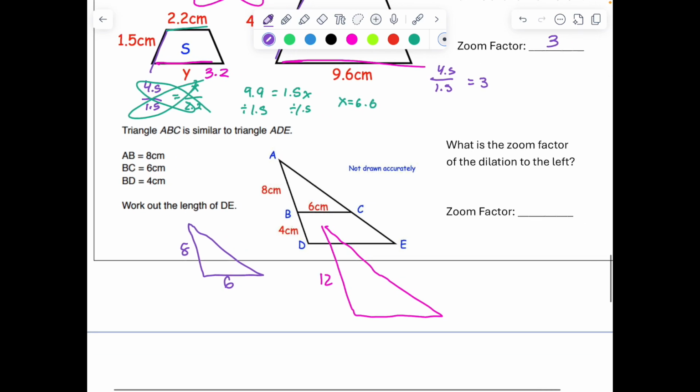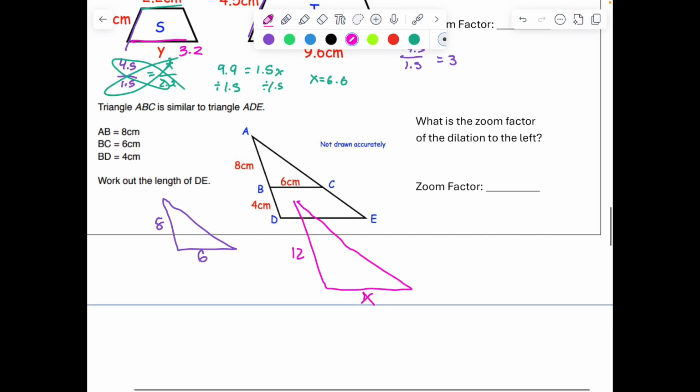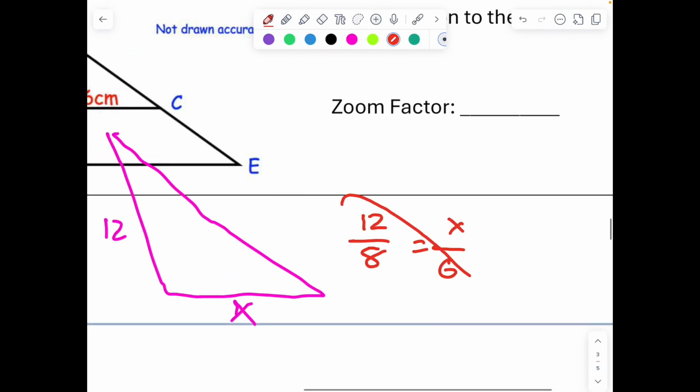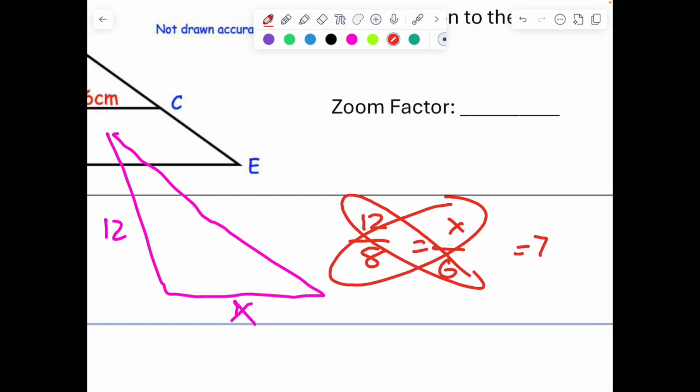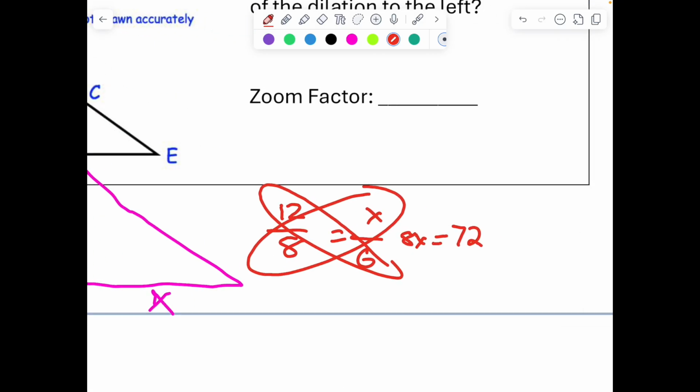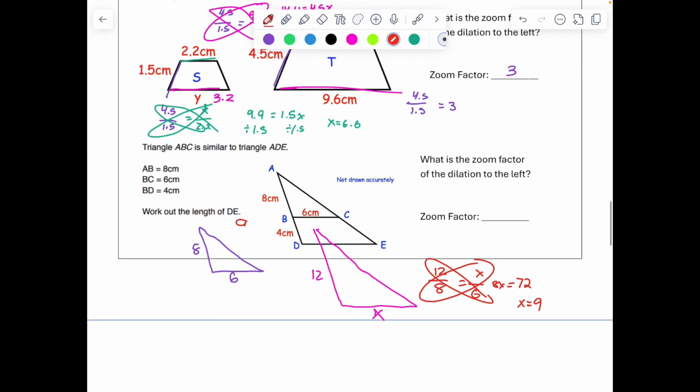So they want us to find DE, so that's the bottom on the big triangle. So we can do 12 divided by 8 is equal to x divided by 6. Cross multiply, so 72 is equal to 8x, and 72 divided by 8 is 9. So that side is 9.